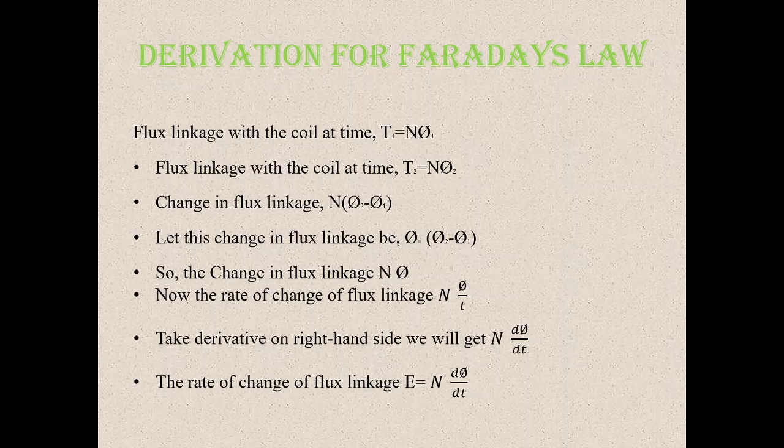Now, this phi2 minus phi1 we will take as phi. So, the change in flux linkage will be N into phi. And what will be the rate of change of flux? The rate of change of flux will be N into phi by T. And if we take the derivative of this, it will be N into d phi by dt. So, we can write the rate of change of flux linkage is N into d phi by dt, and this is nothing but EMF. So, we have the final equation as E is equal to N into d phi by dt.